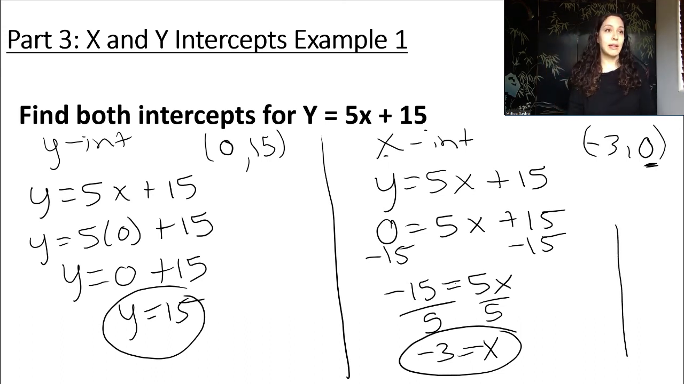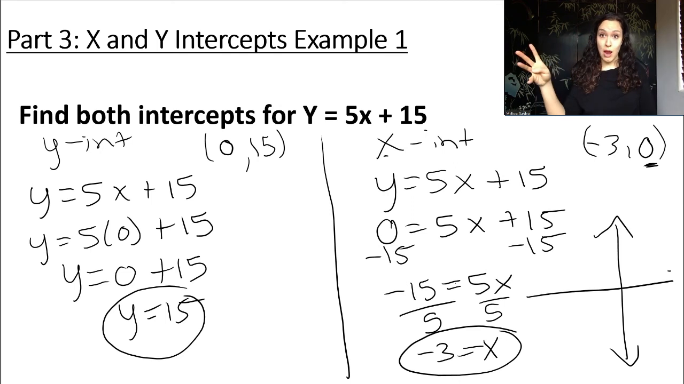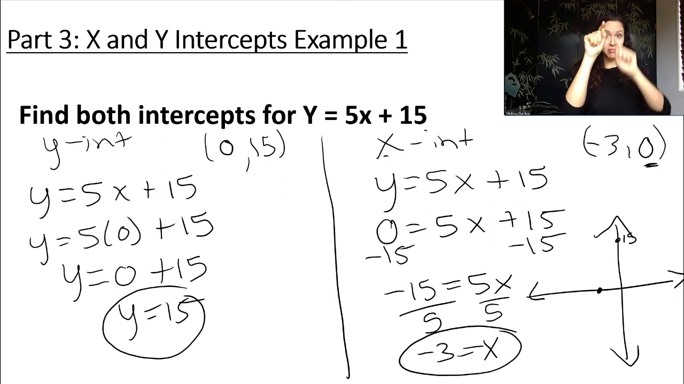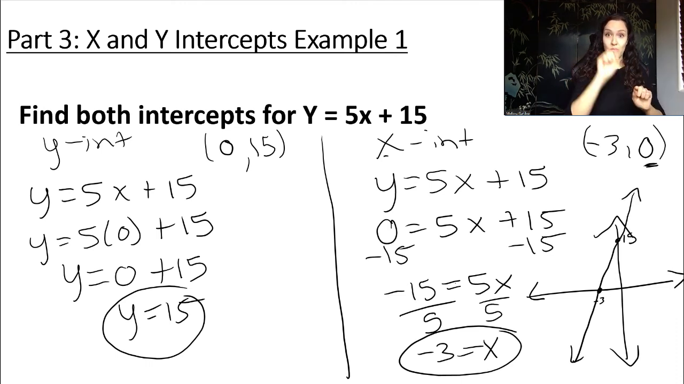If I were to graph this line, here's my coordinate plane. I'll find (0, 15), so (0, 15) could be somewhere over here. And then (-3, 0). And then I can make my line. There you go. So x and y intercepts are pretty simple. It gives us a more accurate representation of what's going on sometimes, depending on what's given to us.